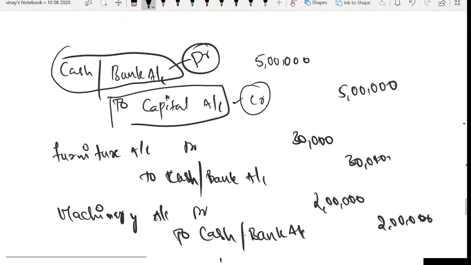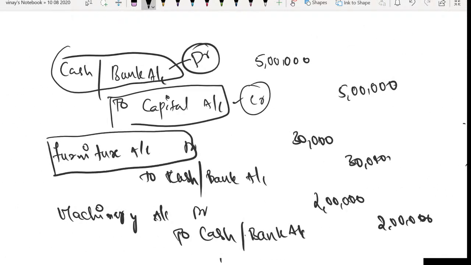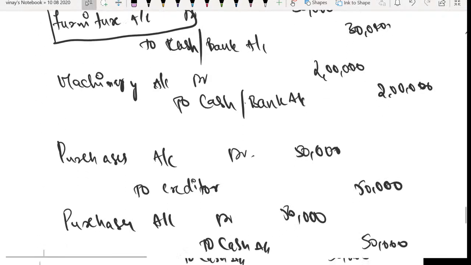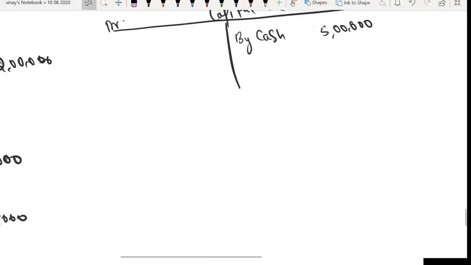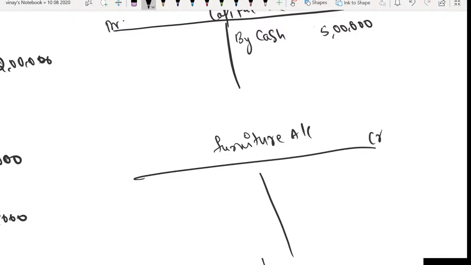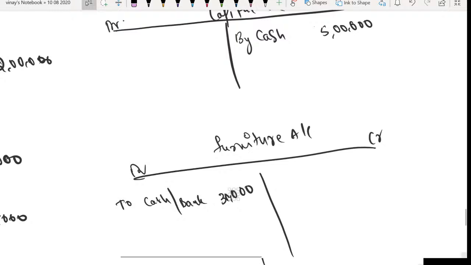Okay, then next, furniture. I didn't open furniture account yet, so what I will do, I'll just get back here. I will open furniture account, credit side, debit side. Let's see which side is furniture. Is there furniture account debit to cash account? The furniture was there on debit side. I will write to cash or bank account 30,000.